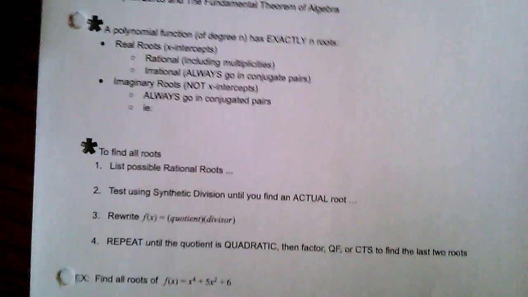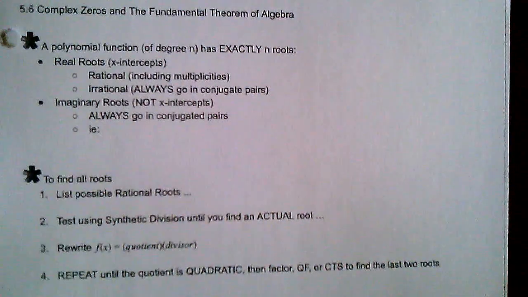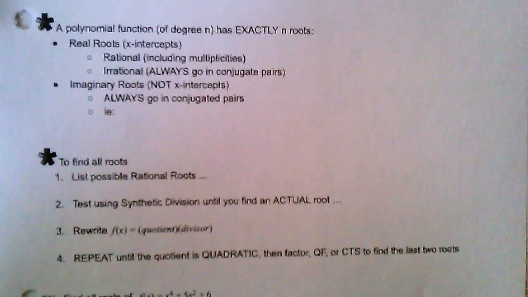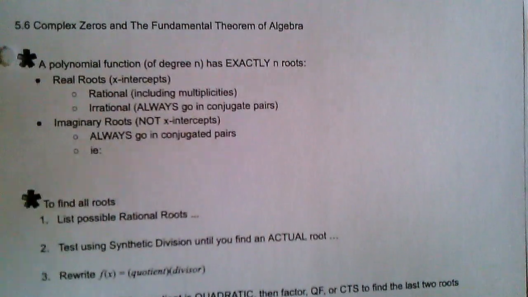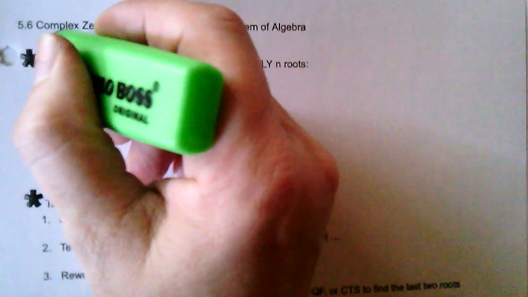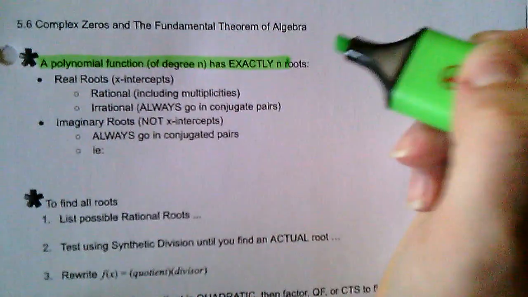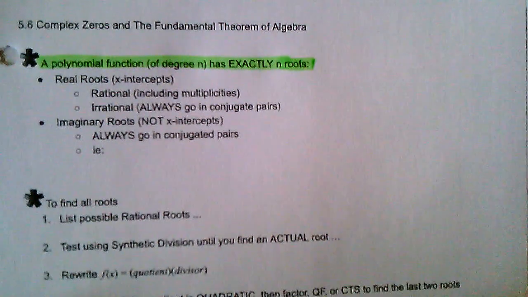In section 5.6, we are going to be putting a lot of things that we've already done in previous sections together and finding all of the roots for a polynomial function, including any complex roots. So what we need to understand is that a polynomial function that has degree n will have exactly n roots.